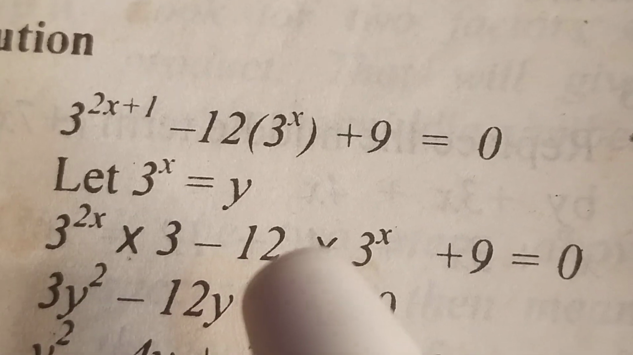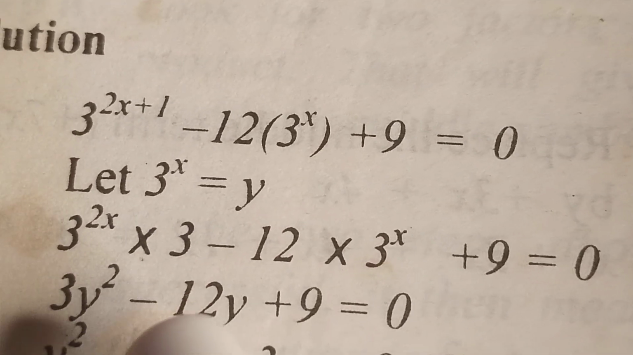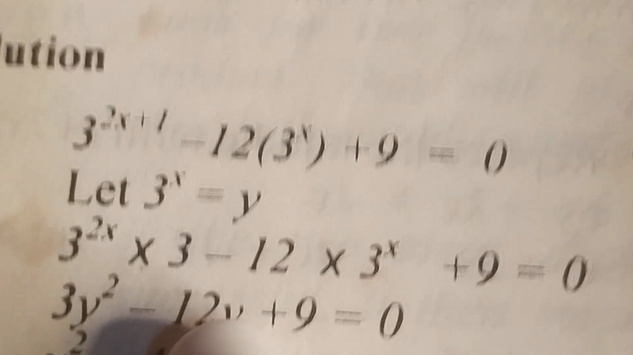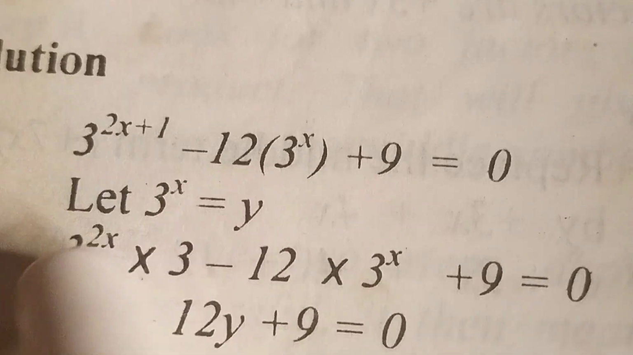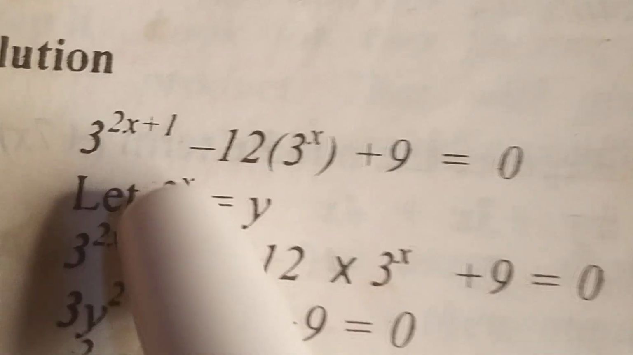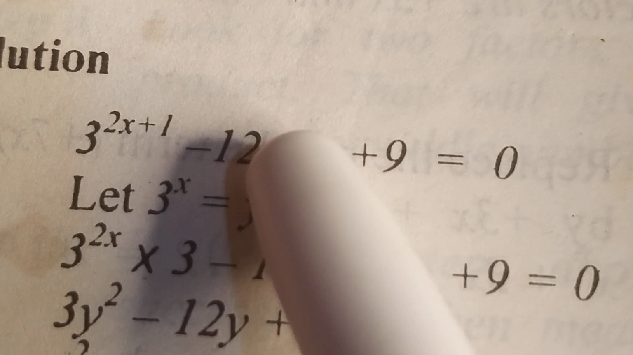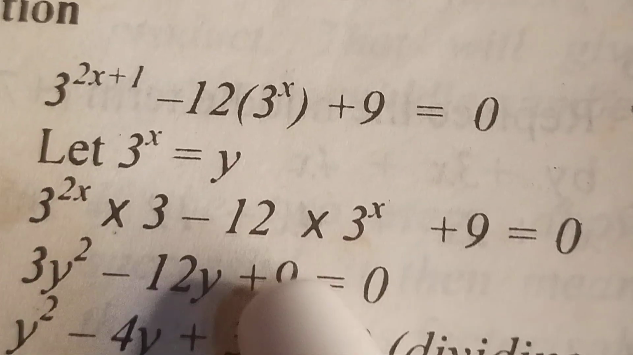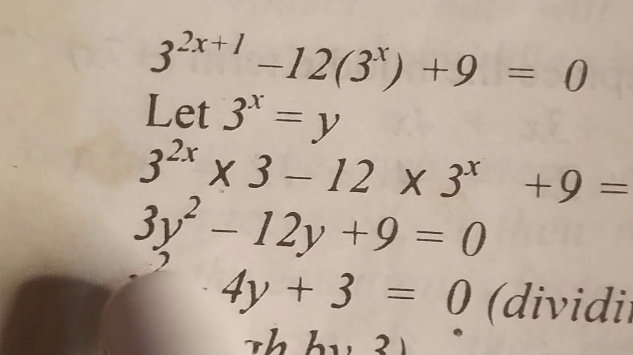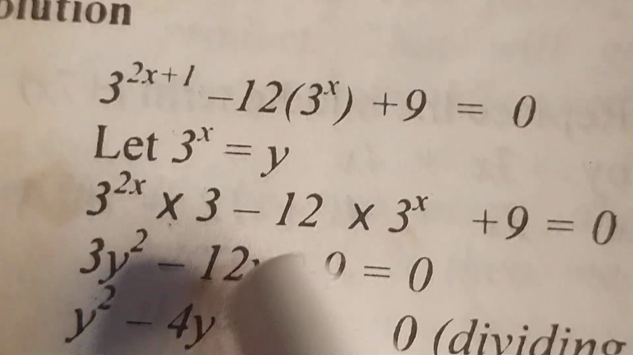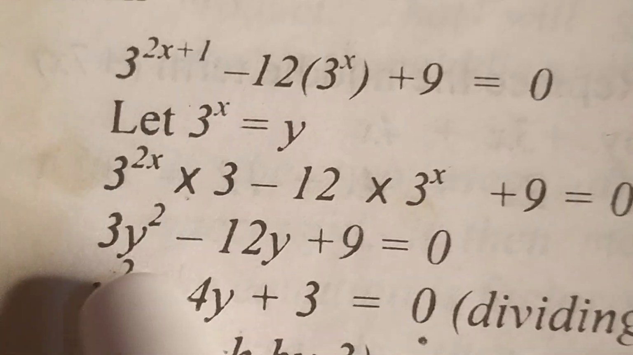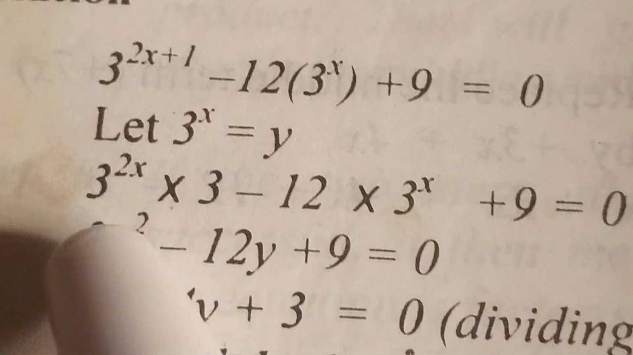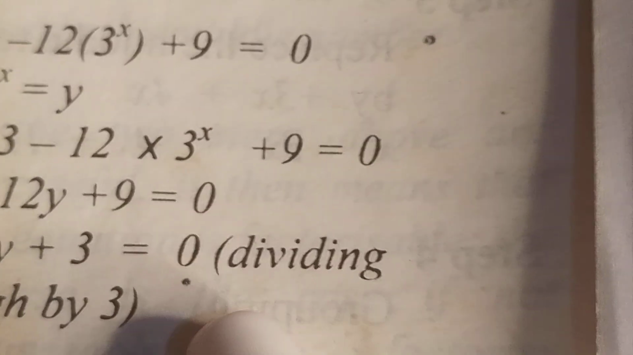So we have 12y. 12y is as a result of making 3 raised to power x y. Look at it here, so it is now y. That's why we have this plus 9 equals 0. We'll come down here. Now we try to reduce to lowest terms. We can use 3 to divide through. Look at it, dividing through by 3.